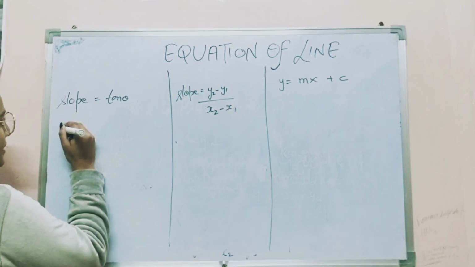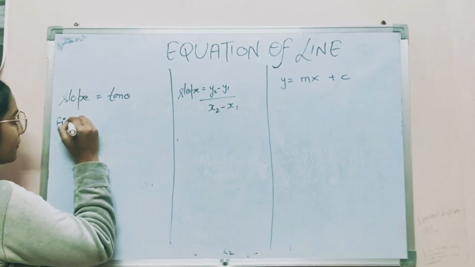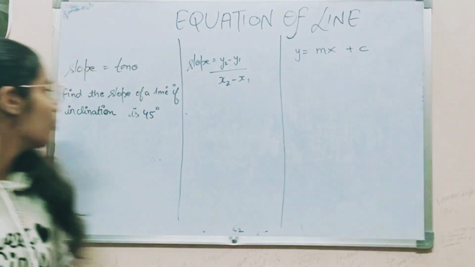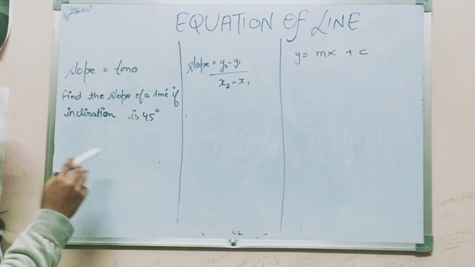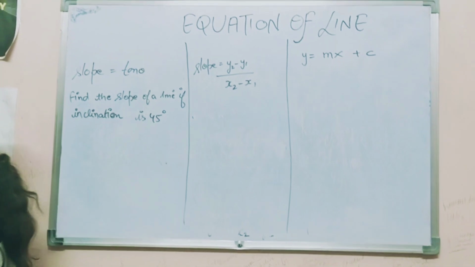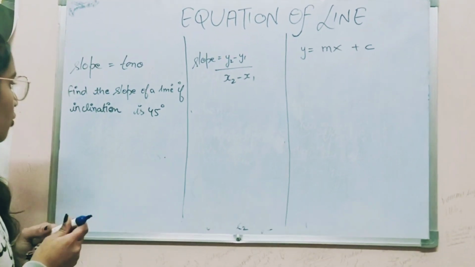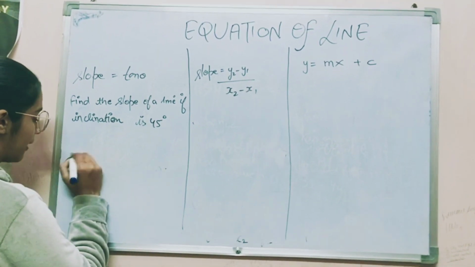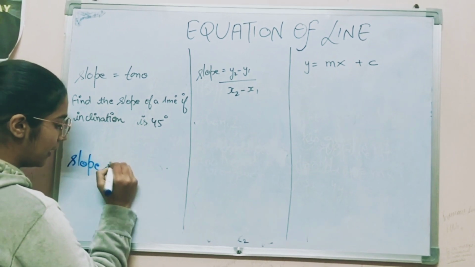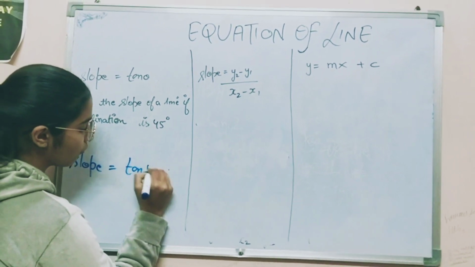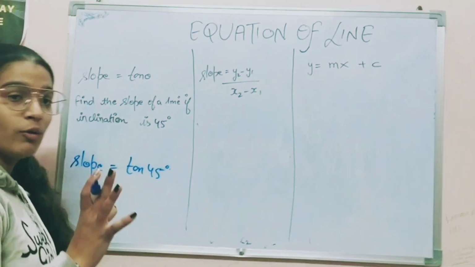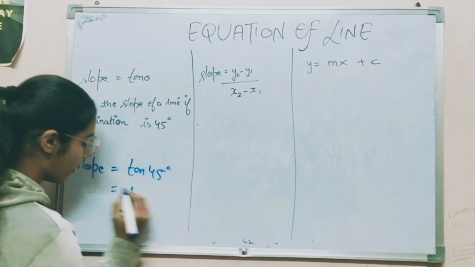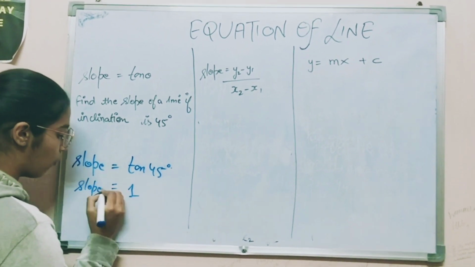Suppose in the question it is written find. So this is a required question. Find the slope of a line if inclination is 45 degree. So here we are going to substitute the value, that is slope equals to tan 45 degree. We know that tan 45 degree is 1. So our slope is 1.